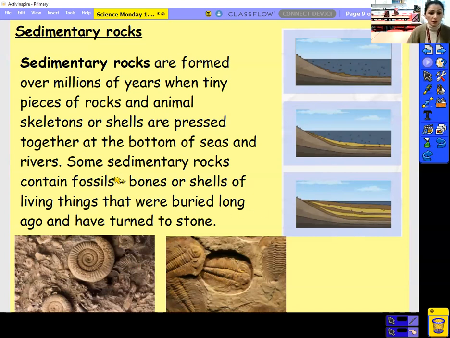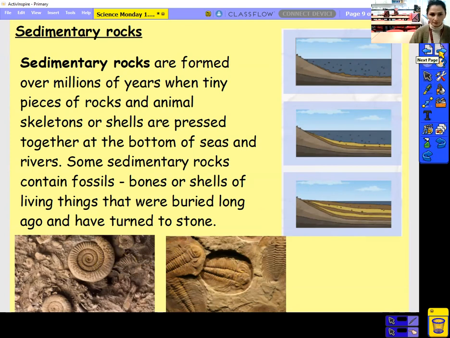Some sedimentary rocks contain fossils. So fossils are bones or shells of living things that were buried long ago and turned into stone. So once upon a time, millions and millions of years ago, these little seashells, these little creatures were once animals. But when they died, their skeletons became encased in the sedimentary rocks, which has then turned them into fossils. Okay, so we've got sedimentary rocks there.